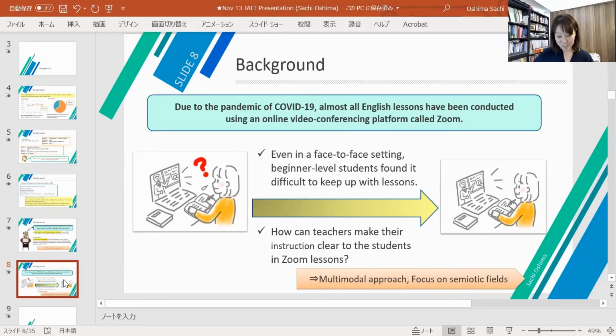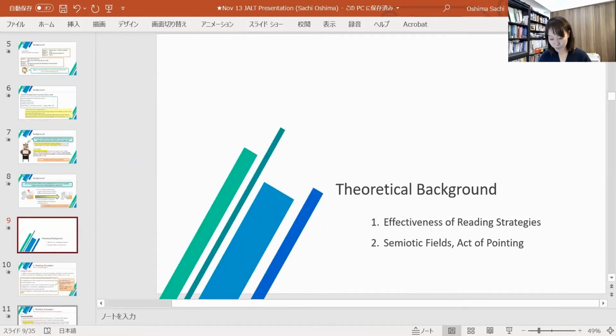Now I move on to the theoretical background. This literature review first focuses on reading strategy and the effectiveness of explicit strategy instruction. Secondly, the concept of semiotic field is focused on, which is relevant to my study.